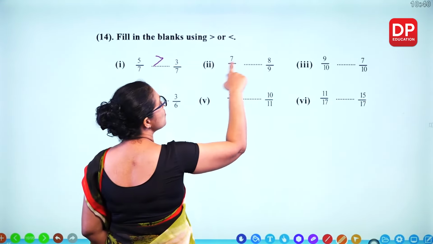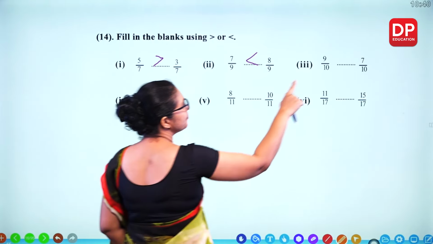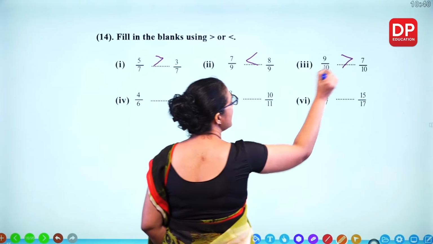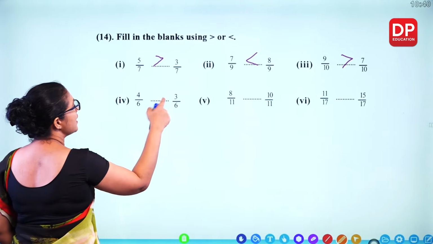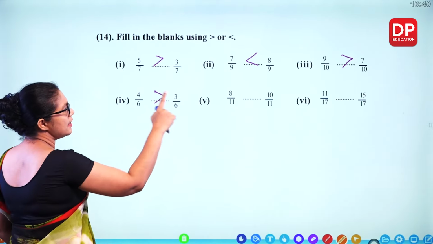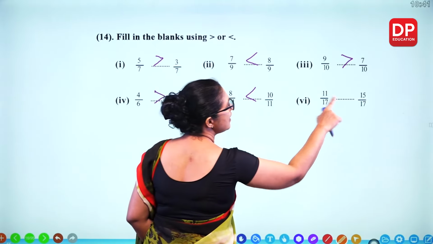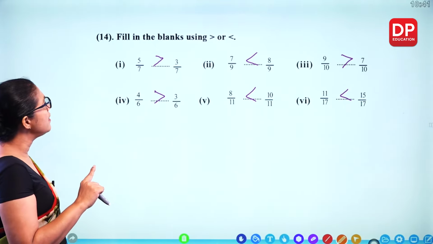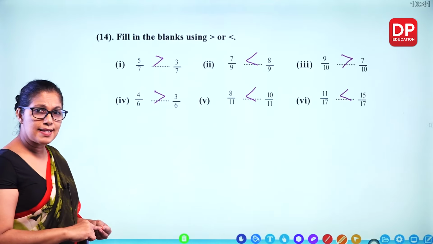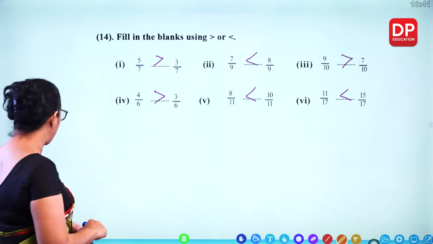Same denominator. Which one is greater? 8 is greater. 9 and 7. 9 is greater than 7. 4 and 3. 4 is greater. 8 and 10. 10 is greater. And 11 and 15. 15 is greater. So in all these questions, the denominator is the same. So you can look at the numerator value.